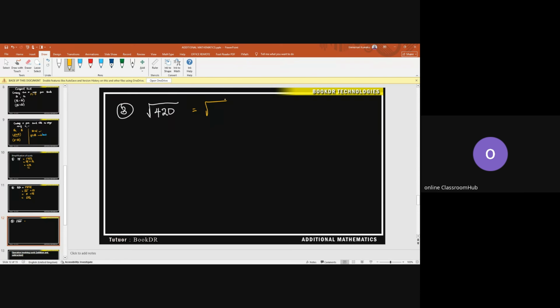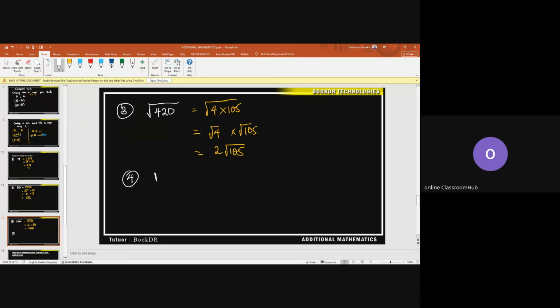So this will be written as the square root of 4 times 105. Then this becomes the square root of 4 multiplying the square root of 105. We know the square root of 4 is 2. So the simplified version is 2 root 105. Let's look at another one.